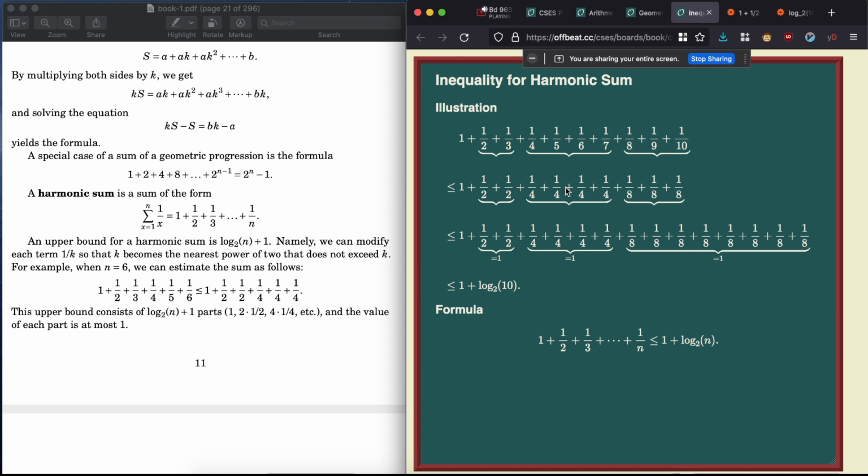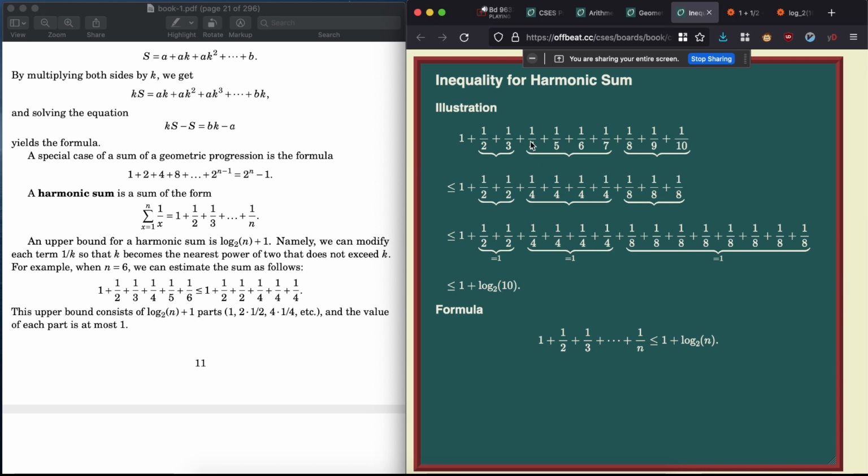And how do we know what to replace? We're going in powers of 2. So 1 remains as 1, half is copied as half, 1 by 3 is replaced with 1 divided by a power of 2, the power of 2 that we are seeing on the left side. So we replaced it with 2.